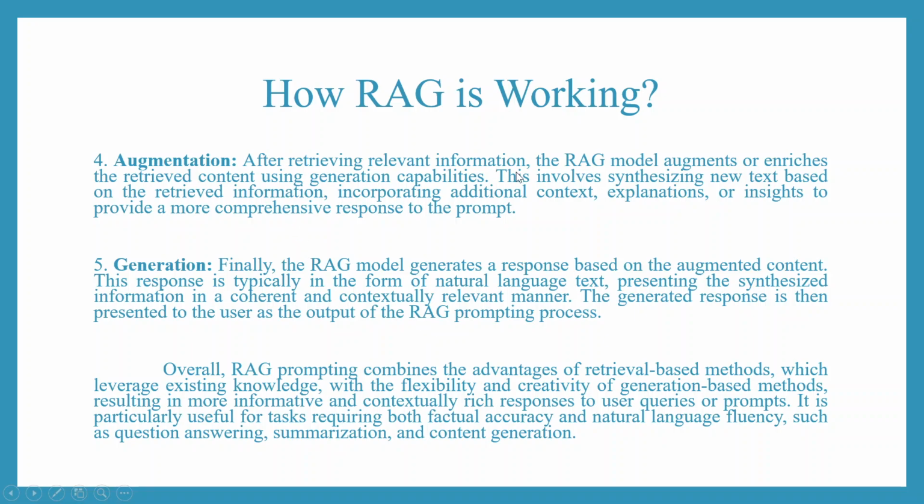After retrieving relevant information, the RAG model augments or enriches the retrieved content using the generation capabilities. This involves synthesizing new text based on the retrieved information, incorporating additional context, explanations, or insights to provide a more comprehensive response to the prompt. Finally, the RAG model generates a response based on the augmented content. This response is typically in the form of natural language text, presenting the synthesized information in a coherent and contextually relevant manner. This generated response is then presented to the user as the output of the RAG prompting process.